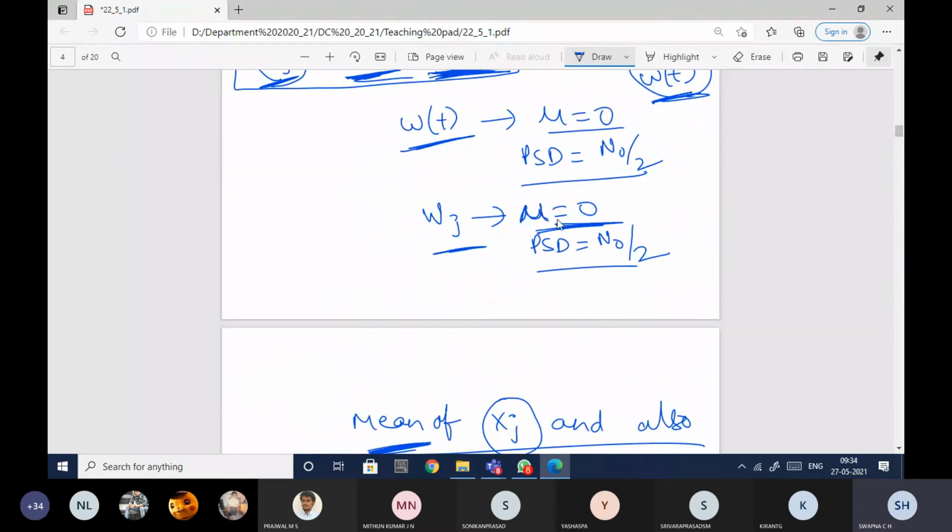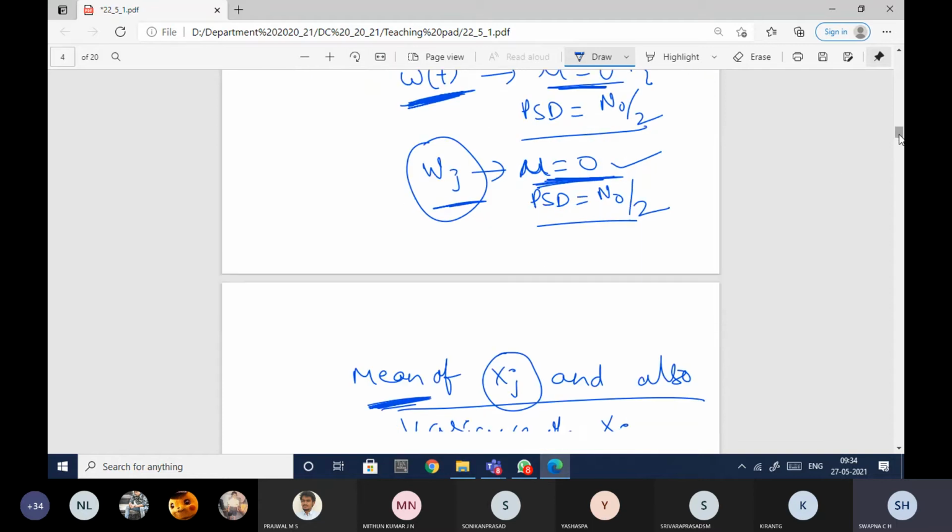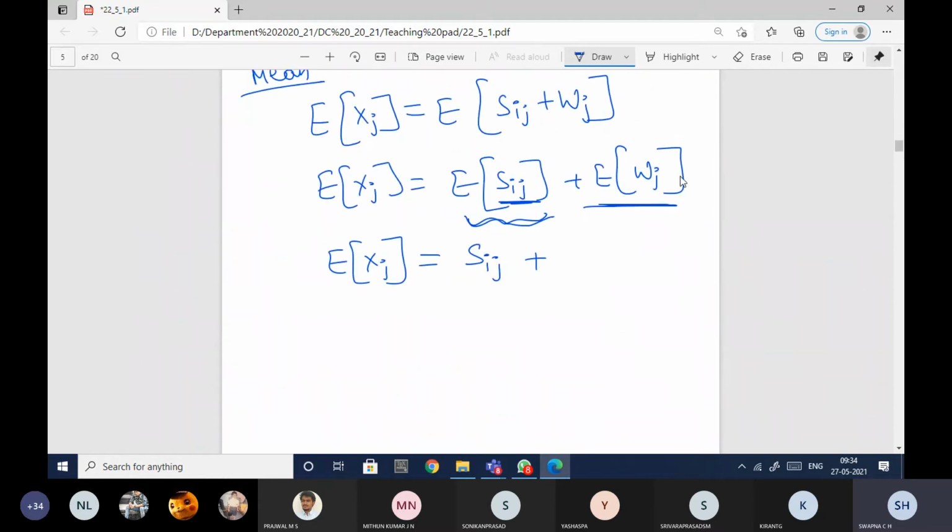Mean is generally denoted with mu. The mean of Wj is 0. Why is it 0? Because W of t, the white Gaussian noise, has mean 0. Wj is calculated using that additive white Gaussian noise only. Since that has a mean value of 0, this will also have a mean value of 0. So expectation of Wj is nothing but 0. From this I can say that expectation of xj is nothing but Sij. This is nothing but the mean of xj.